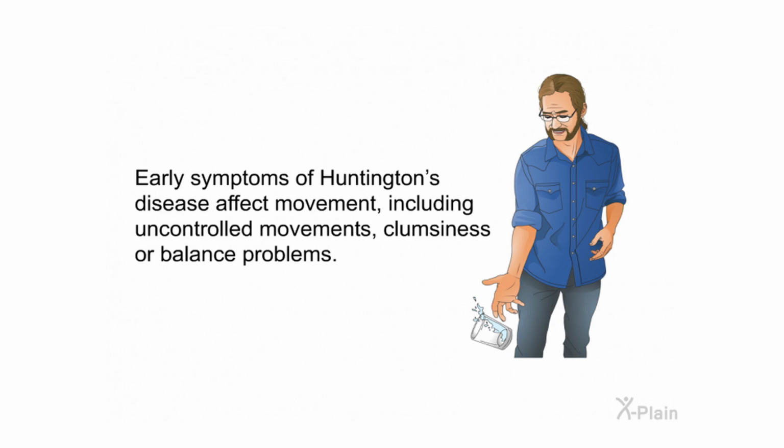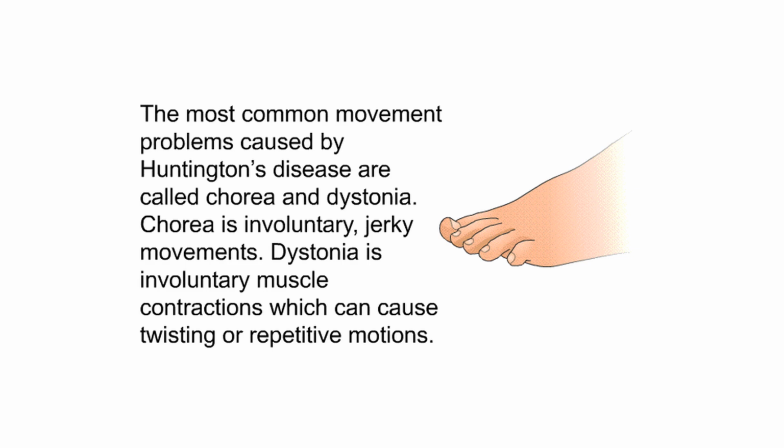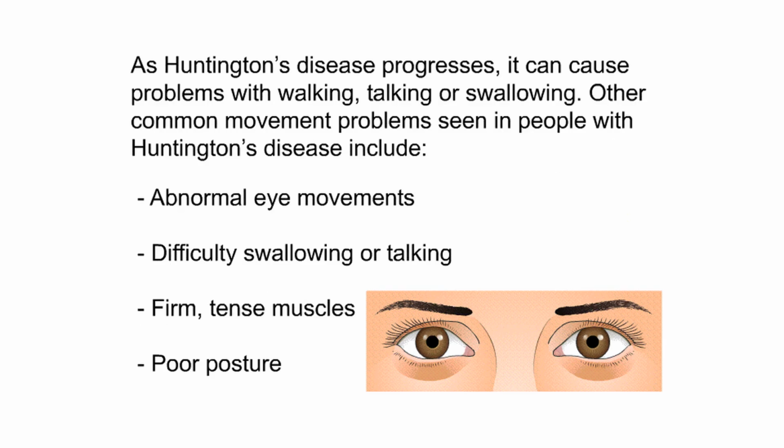Early symptoms of Huntington's disease affect movement, including uncontrolled movements, clumsiness, or balance problems. The most common movement problems caused by Huntington's disease are called chorea and dystonia. Chorea is involuntary, jerky movements. Dystonia is involuntary muscle contractions which can cause twisting or repetitive motions. As Huntington's disease progresses, it can cause problems with walking, talking, or swallowing. Other common movement problems seen in people with Huntington's disease include abnormal eye movements, difficulty swallowing or talking, firm, tense muscles, poor posture.